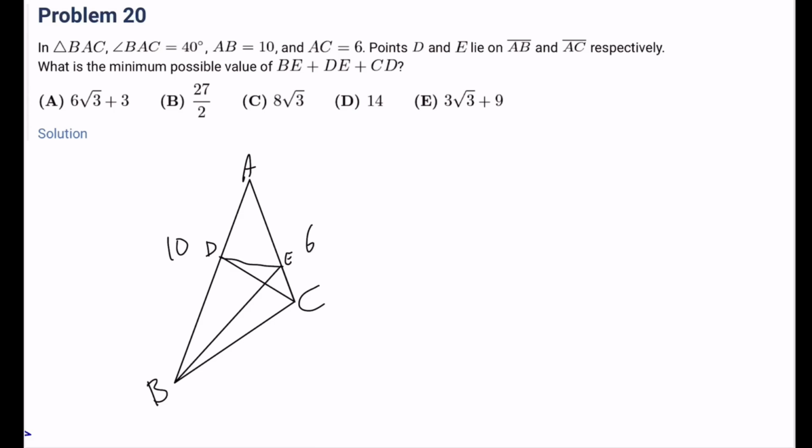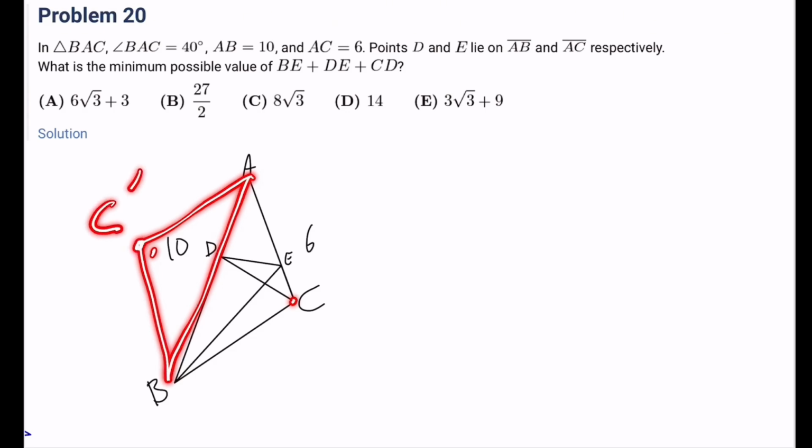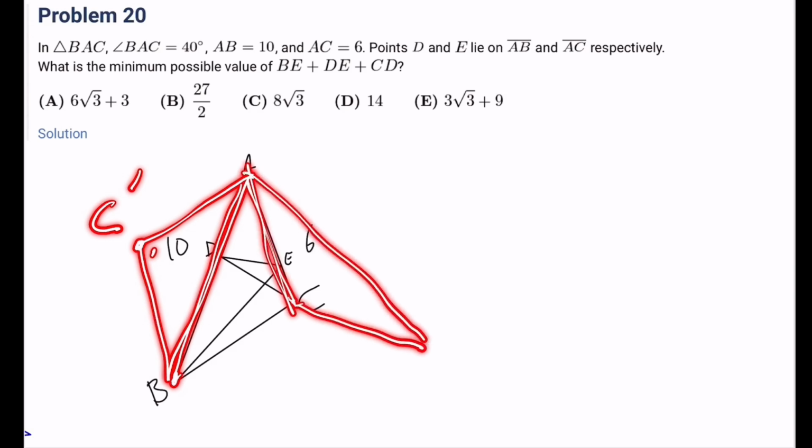If we connect that, that's going to be this much, right? But then how can we be sure that we have the minimum? And that is by reflecting C over AB like this, and let's say that's C prime, and do the same thing for B. Reflect B over AC, then that's going to give us something like this.